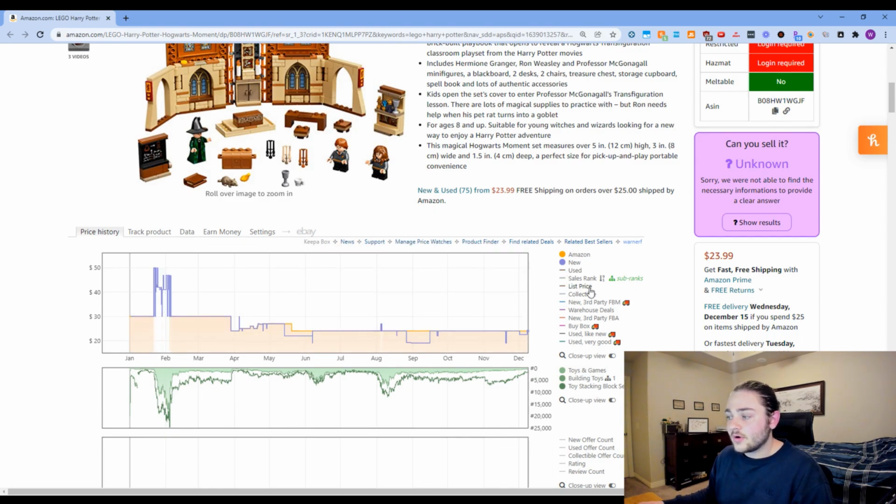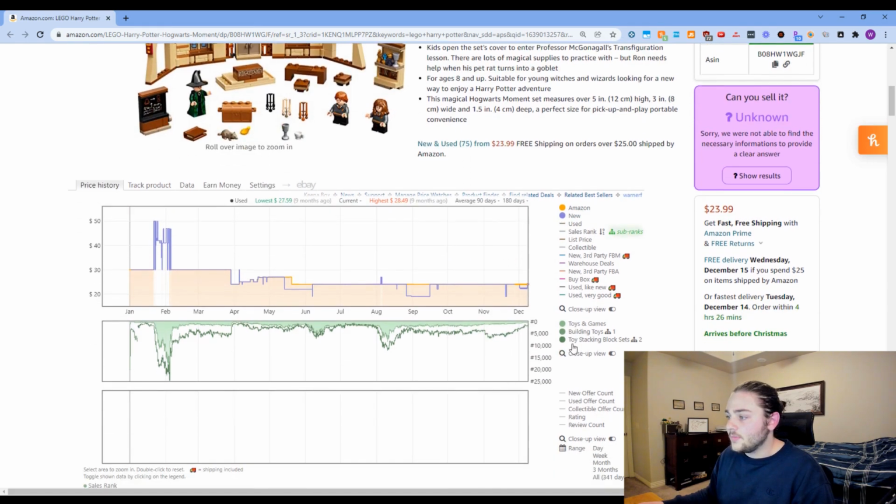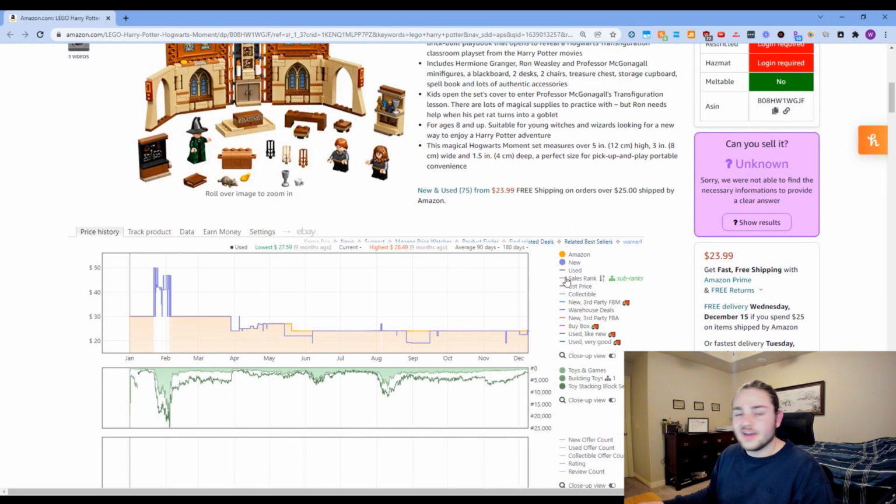The next thing that you're going to want to look at, sometimes you want to look at the used options, especially for selling things like books. In this case, there's no used options because it's just a Lego set. It's all new sellers on here. There might be a couple used sellers, but it's not important for our sourcing decisions in this case.